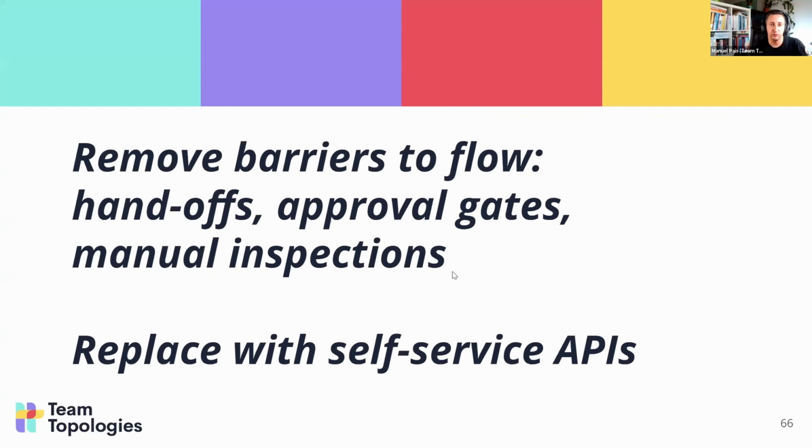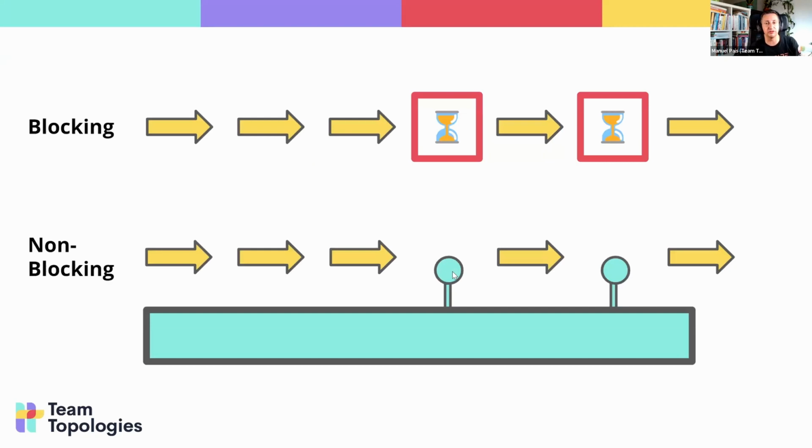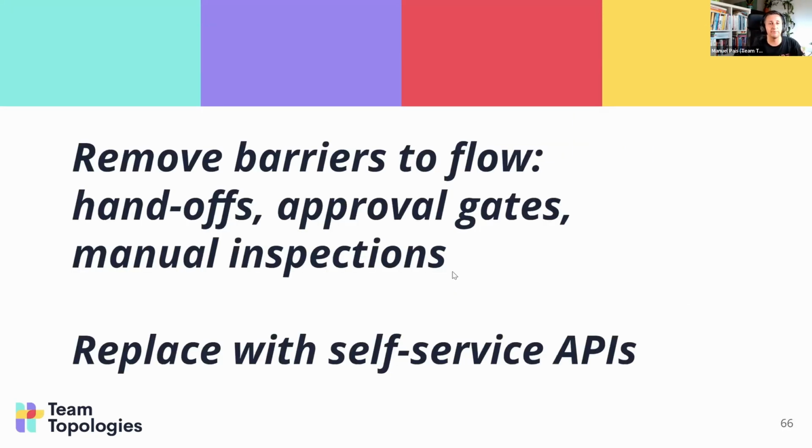In general, we need to remove barriers to fast flow, whether that's handoffs, approvals, manual inspections, etc. So we need to be looking at this idea of, okay, how can we turn this into a non-blocking dependency? Often that's with self-service APIs, but it can be other things, self-service checklists, or things that don't need to always be actual running software, but ways that the teams, streamlined teams, can self-sufficiently do and check.